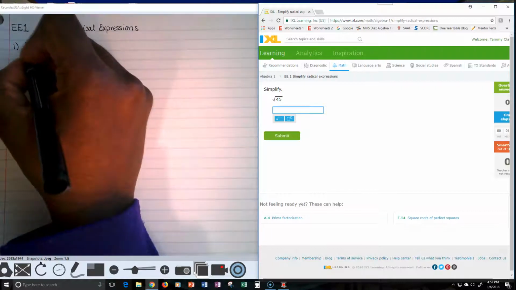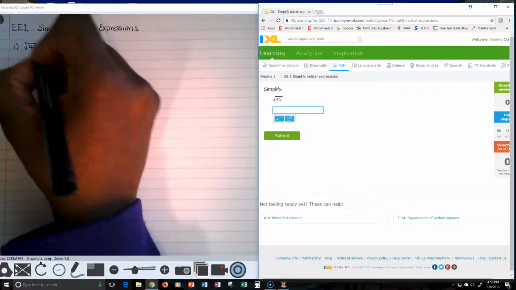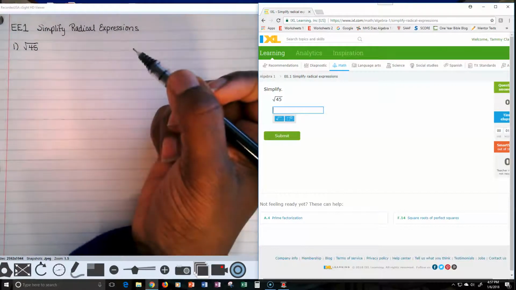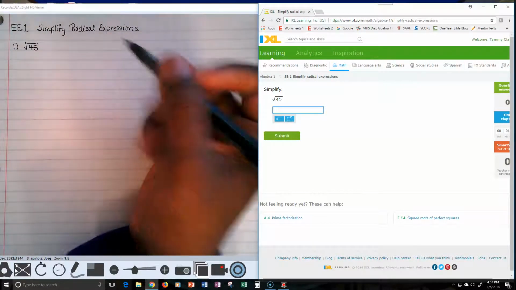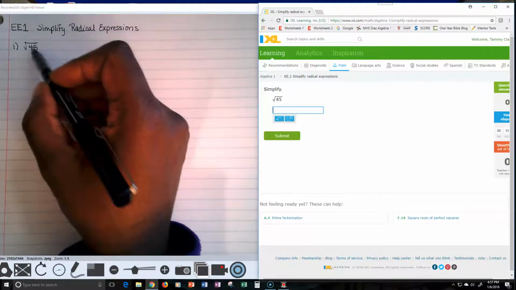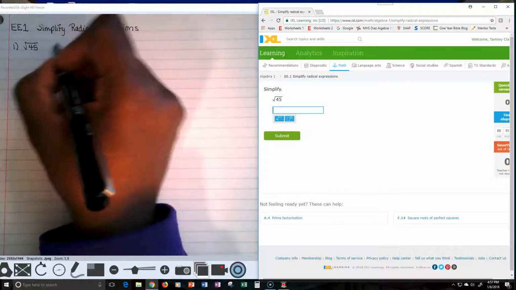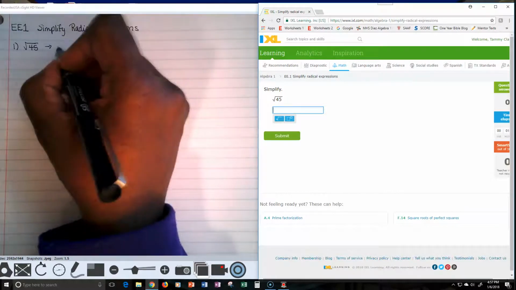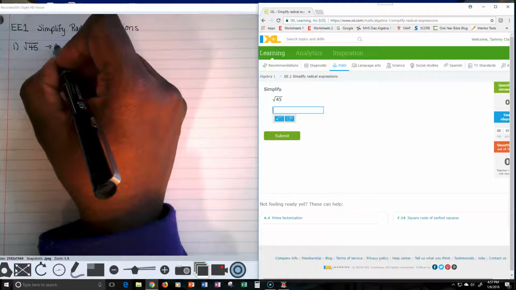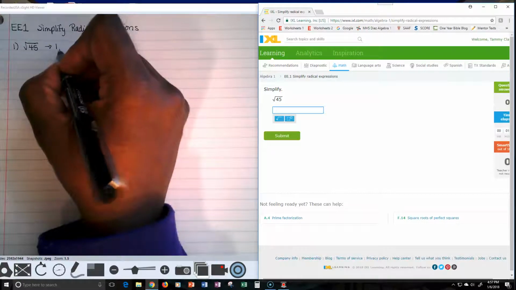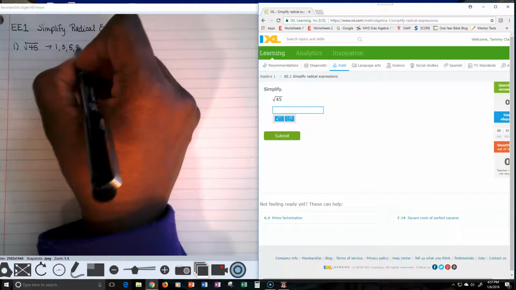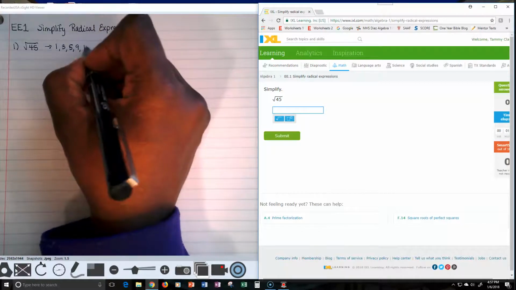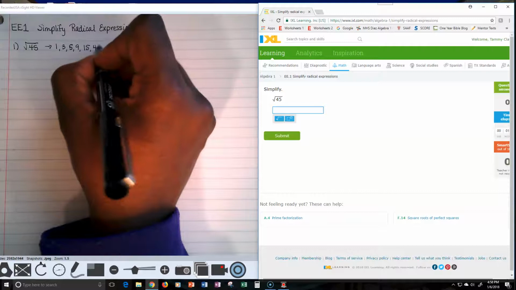So we've got the square root of 45. Well, there's no number that we can double and then multiply that gives us 45. The best that we can do is to find out if there is a perfect square within 45. Now, to do this, what I want to encourage you to do is list factors. So we've got 1, 3, 5, 9, 15, and 45.